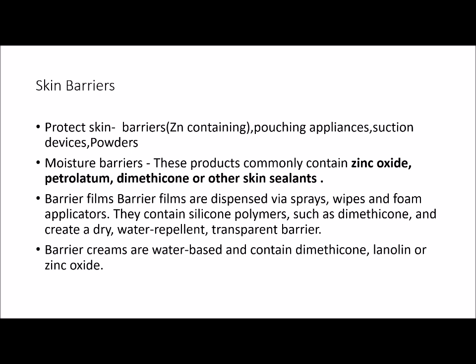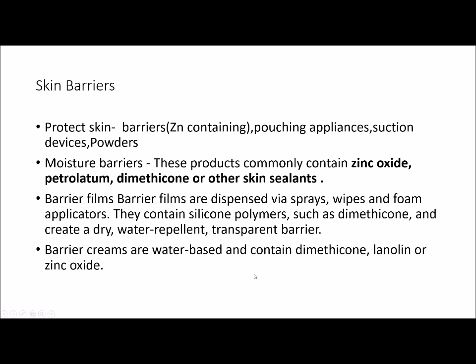You use barriers. And the basic barrier could be in the form of ointments, sprays, or films. But what is the basic material in them? Number one, all of them would contain zinc, right? They would contain petrolatum. They could contain silicon polymer like dimethicone or other skin sealant. So whether you're using a cream, a barrier or a powder, all of them are basically concerned with these four important substances: zinc, petrolatum, dimethicone, and skin sealant. All of them have this as the basic material, either one or more, right?